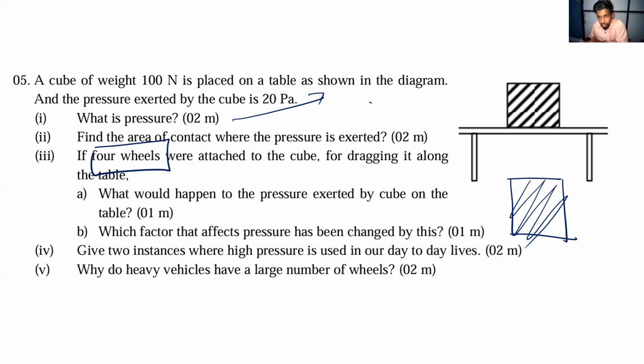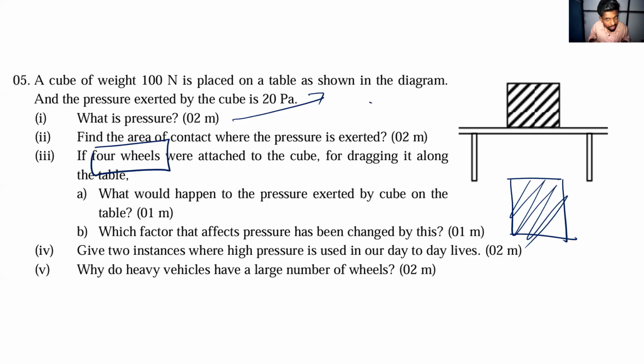When I keep this one, all the surface will be in contact with the table. So if the area is high, as I said with the pencil, the pressure will be low. If the area is low, here at the tip of the pencil, the pressure is high.